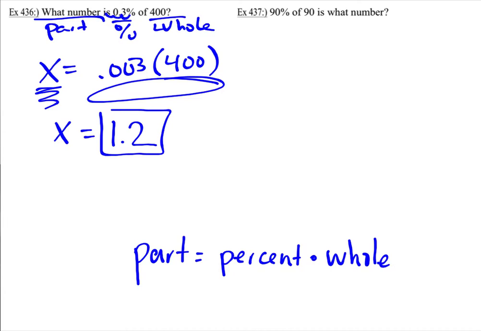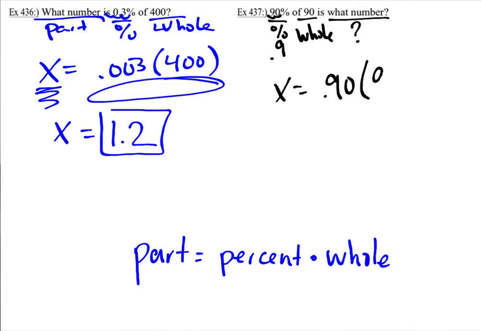Next, 90% of 90 is what number? Okay, 90% of course is the percent. Remember, move the decimal twice, so it's going to be 0.9. 90 is the whole, the part we don't know. Okay, so the part is 90% of 90. We can take 90% times 90 and we get 81. So that means 90% of 90 is 81.